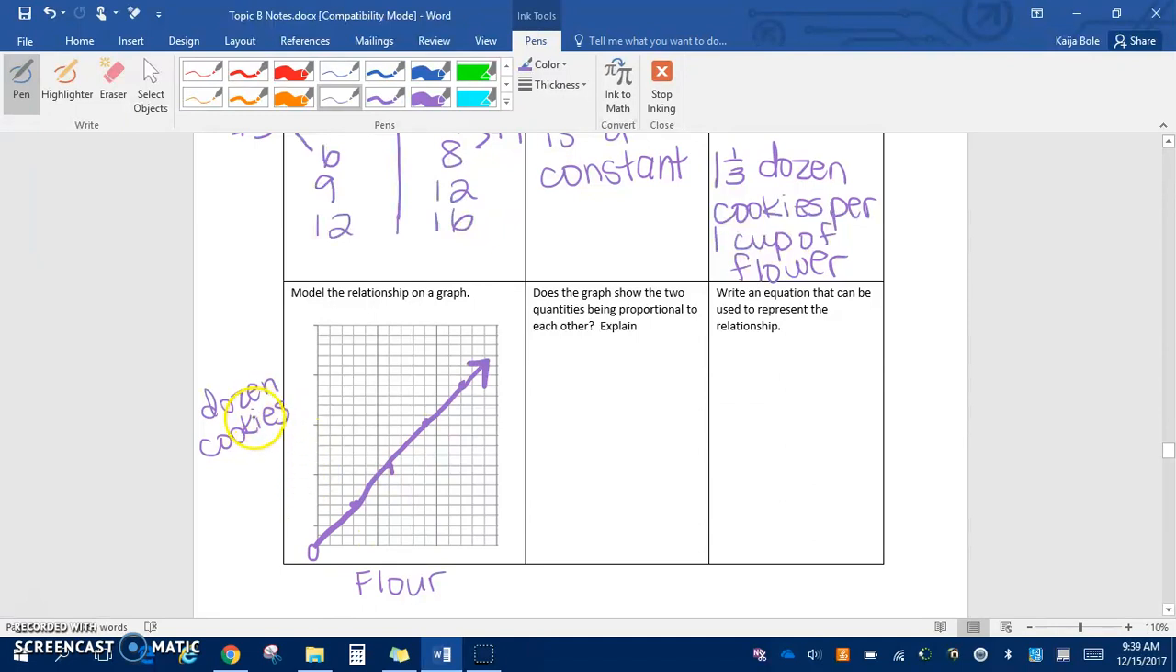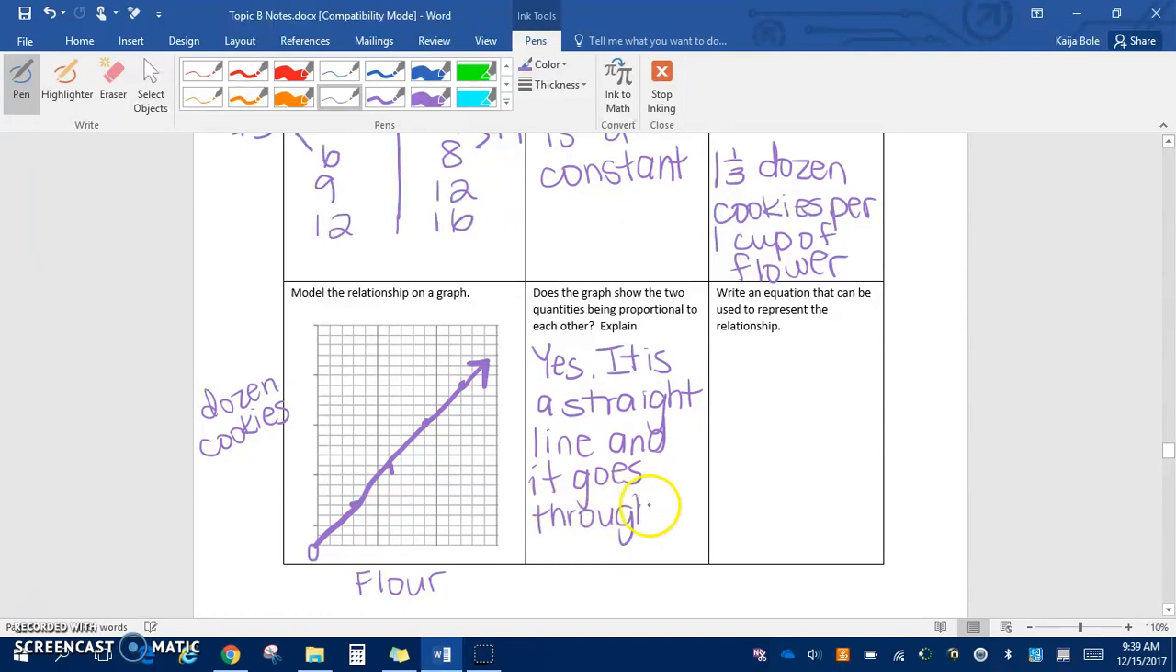But then the next question asks, does the graph show the two quantities being proportional to each other? And we know we can say yes, because it is a straight line and it goes through the origin.